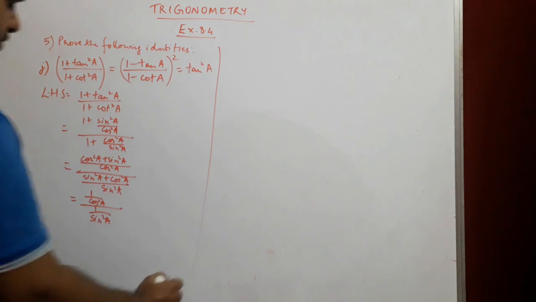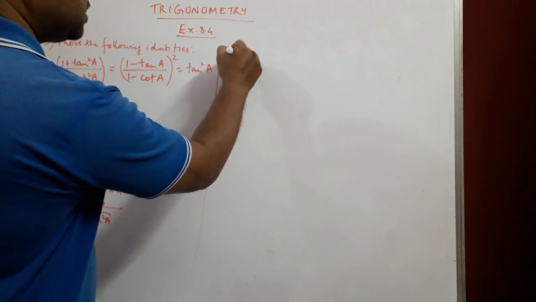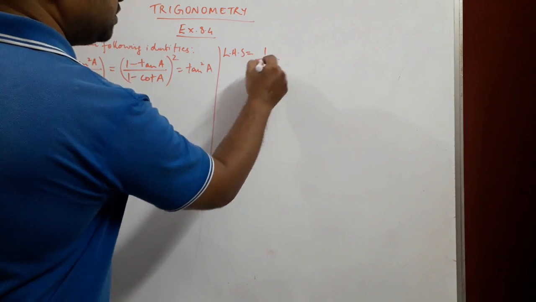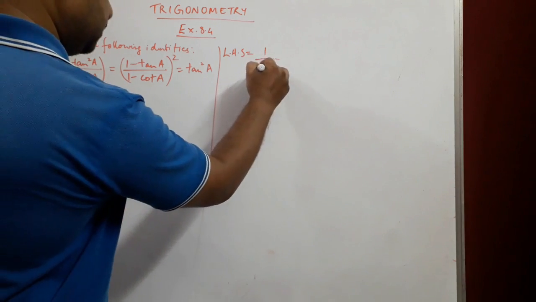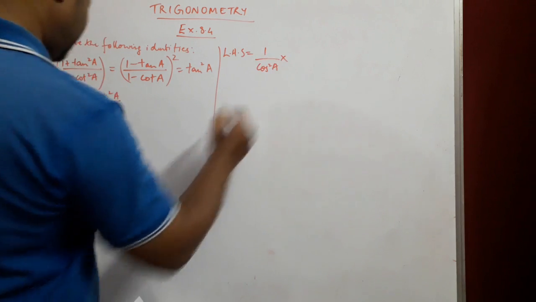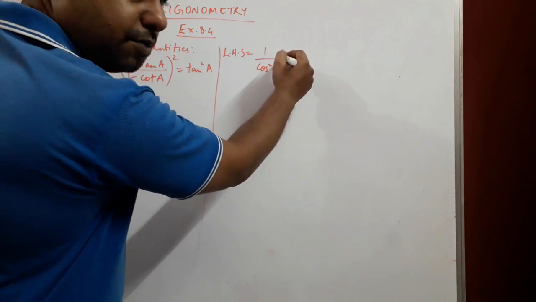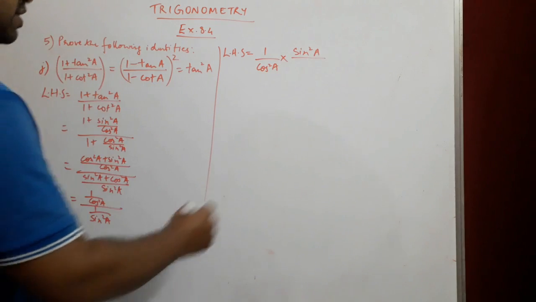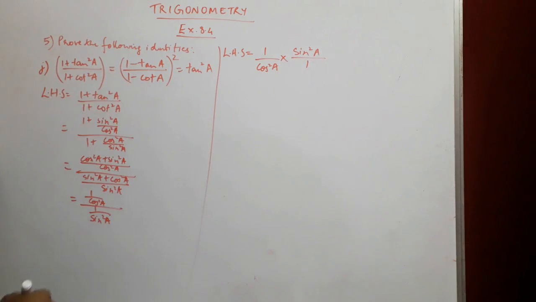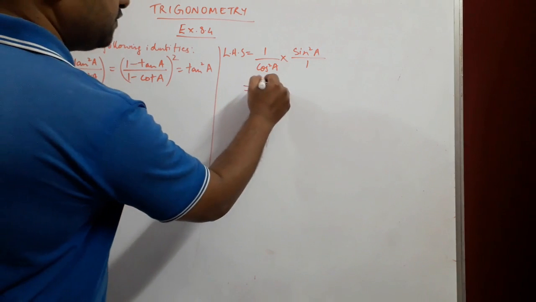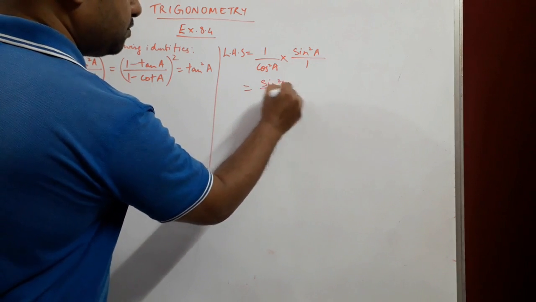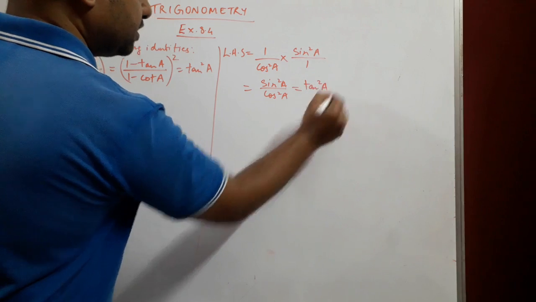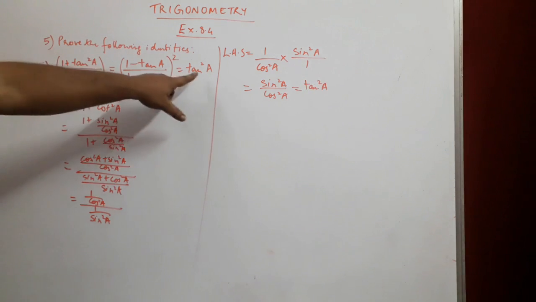Next, I'll complete it over here. Left hand side equal to, now we'll convert it from division to multiplication. So this will be 1 upon cos square a multiplied by, what is the denominator will become the numerator. So denominator was sine square a, now it is the numerator, and 1 was numerator, so now it has become denominator. So we are left with sine square a upon cos square a, which is equal to tan square a. So we've got left hand side equal to tan square a.